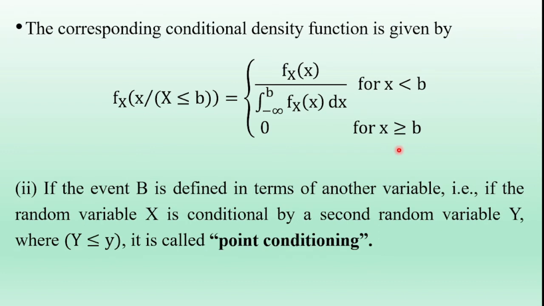So the event capital B is defined in terms of another random variable. In the previous case we discussed the event B defined in terms of the random variable x. Now here the event B is defined in terms of another random variable. That is, if the random variable capital X is conditioned by a second random variable Y, where Y less than or equal to y, it is called point conditioning.